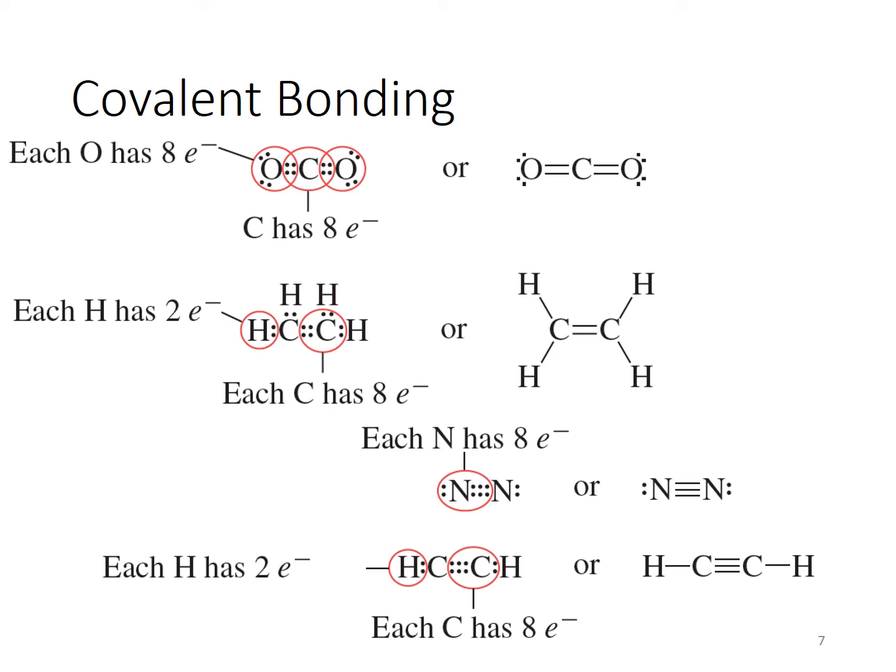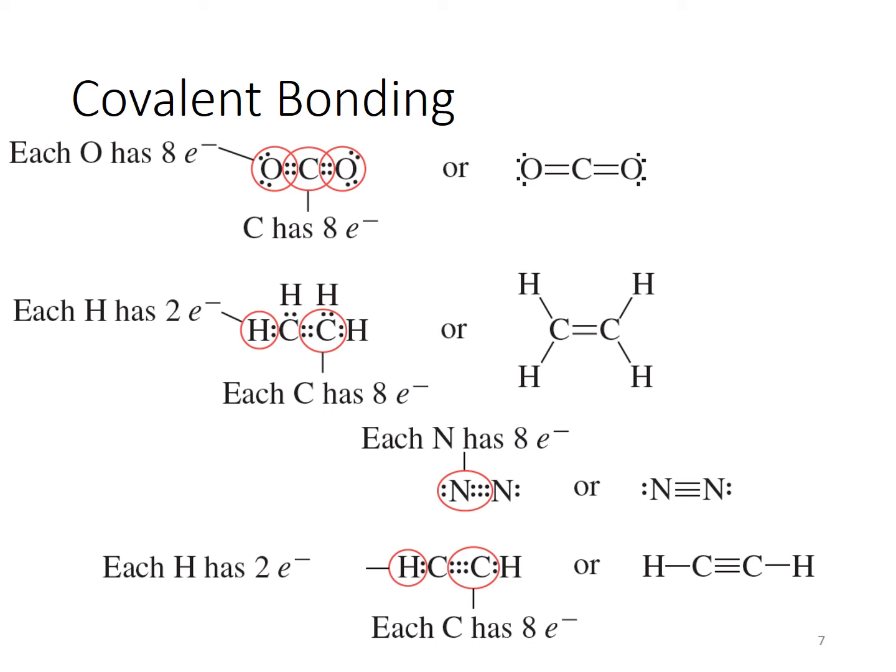We can do a similar sort of thing for C2H4, where we're getting a carbon-carbon double bond. There are 4 electrons that are being shared between those. And you can again see that all of these carbons are respecting the 8 electron rule, each hydrogen having 2. Another example would be nitrogen for N2.